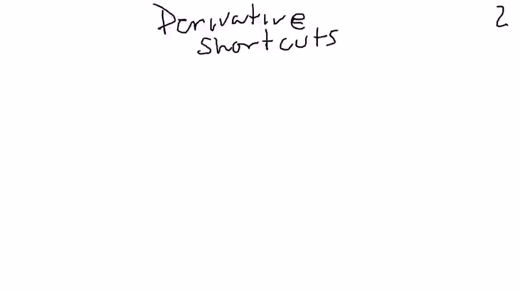All right, so our next topic is going to start with our derivative shortcuts. The first thing we get is that there are three shortcuts that you need to know. Remember, these are slopes of lines tangent to the graph.